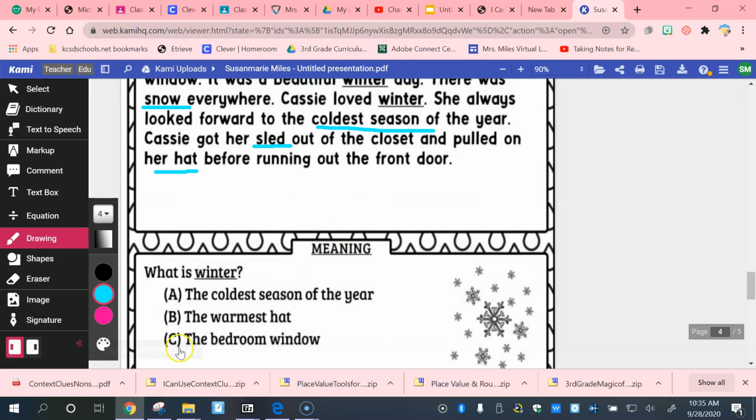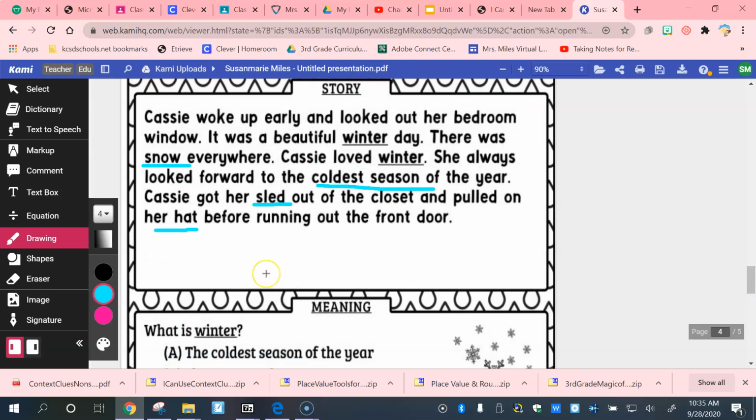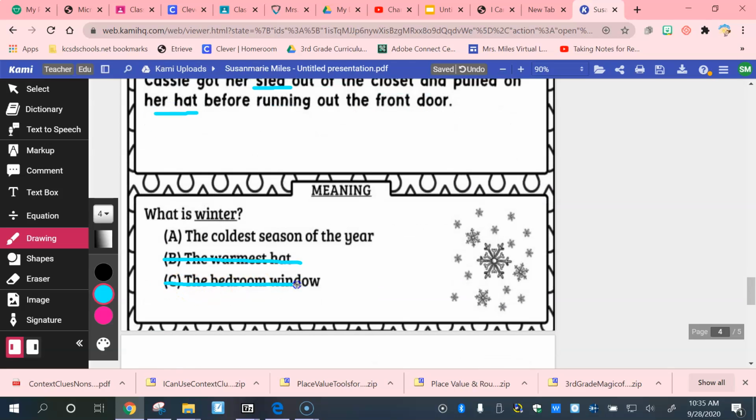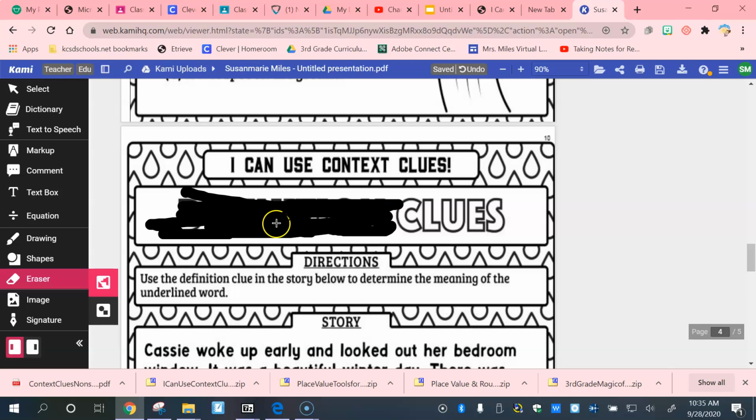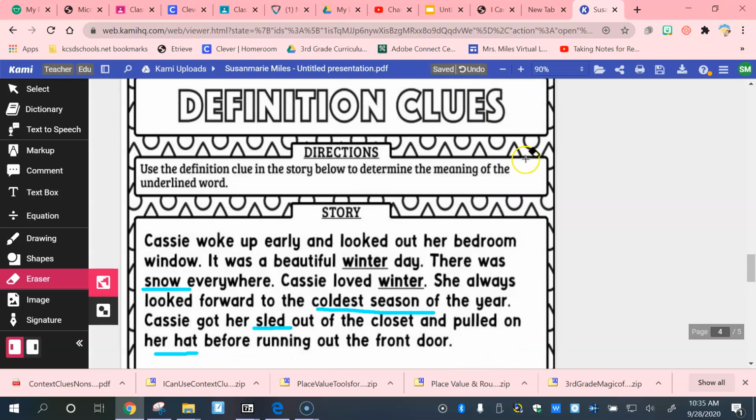Is it the coldest season of the year? I mean, it does tell us the coldest season of the year, but let's keep going. Is it the warmest hat? She gets a hat out, but I don't think it's the warmest one. Is it the bedroom window? No, she looked out her bedroom window, but it isn't the bedroom window. It is A, the coldest season of the year. So I think we can come to a conclusion that this gave us the definition of what winter was. It is a definition clue.